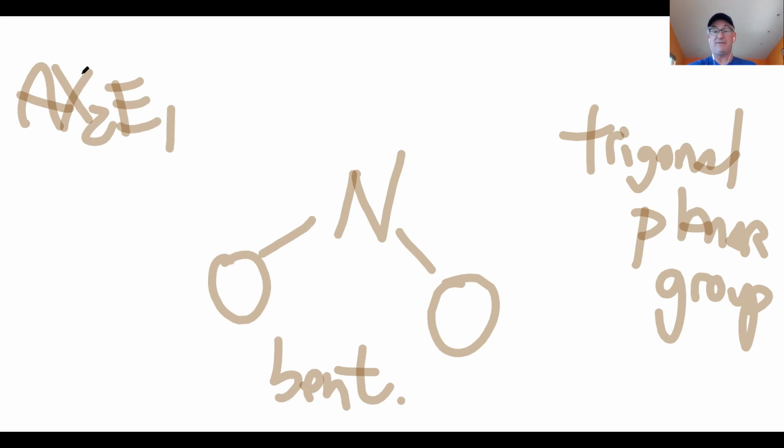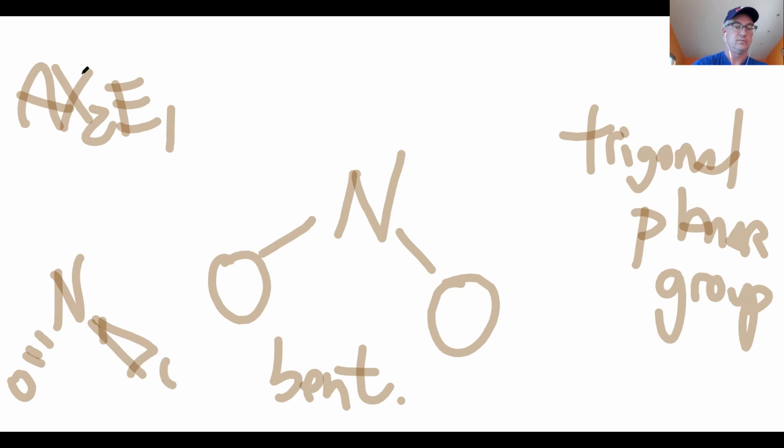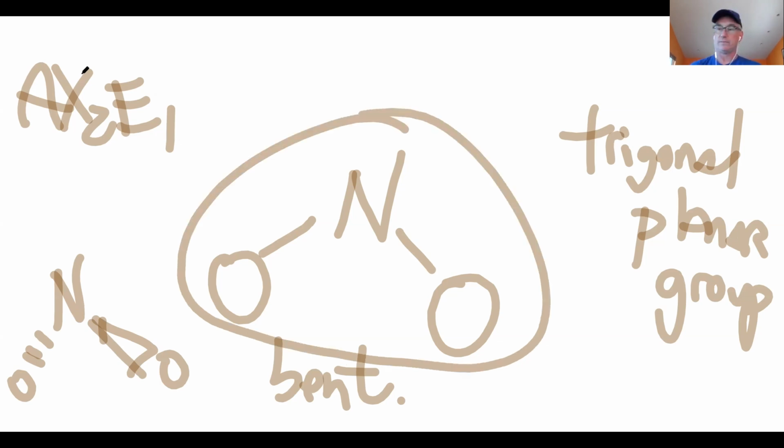And the fact that I have these two straight lines means they're in the plane. I would not draw it like this, because I don't have an oxygen going out and an oxygen coming in. I mean, you could draw it like that, but if you want to make the point that they're in a plane, that it's planar, you just draw the simple straight lines and leave it at that. So this is a bent molecule.